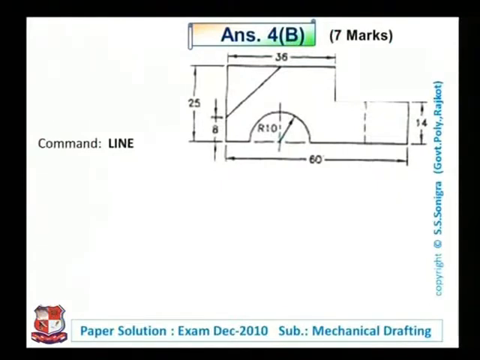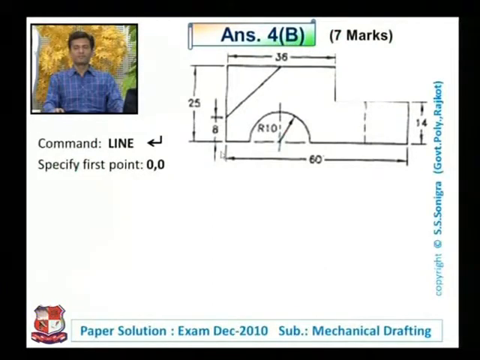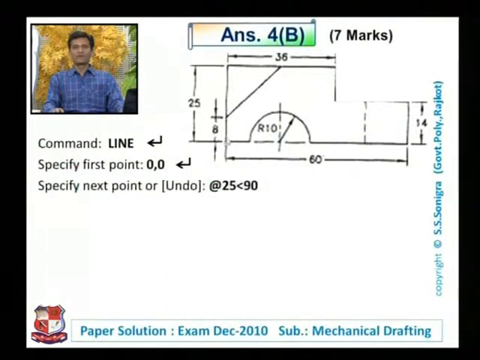To draw this, let me assume that the first corner, this edge, has the 0,0 coordinate, that is, it is the origin point. Hence we start from here. So in the command line, type line and enter. Specify first point. The coordinate of the first point is 0,0 as we have assumed. Then enter, and it will start drawing the line from this point.